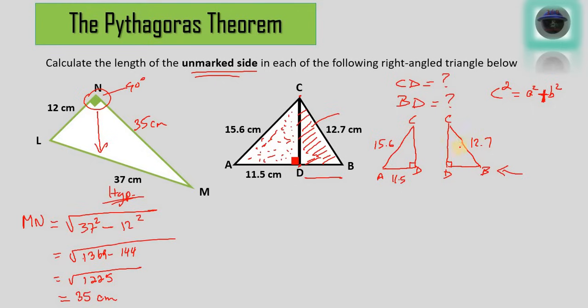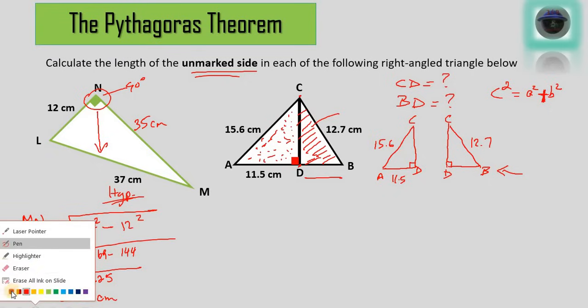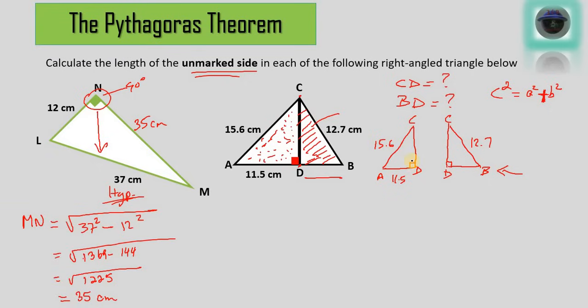But to find one side, we need to have the length of the other two sides. We only have one side in this. So we turn to this triangle over here. We are given two sides. And so since we're given two sides, we're now able to find the third side. But before we find the third side, which is CD, let's identify the right angle. And the right angle here is right here. And the hypotenuse is here as AC.